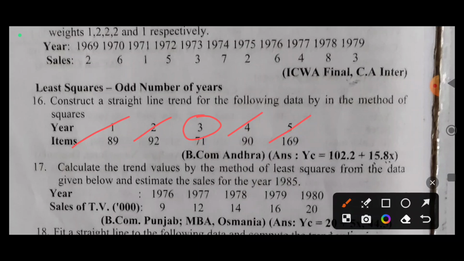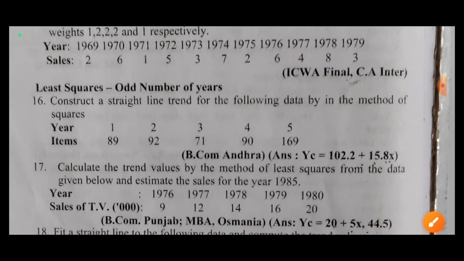So this third year will be your 0, this side it will be -1, -2, and this side it will be +1, +2. This is how we need to give the x values. This is the first thing we need to do.